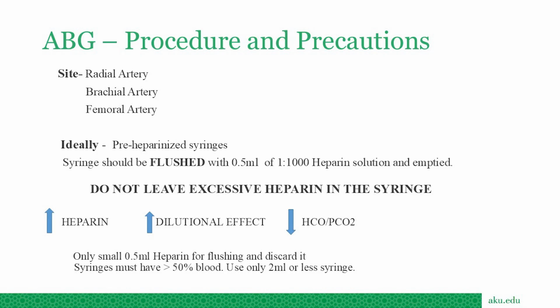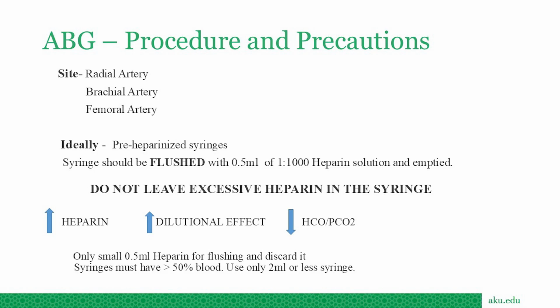The procedure is quite simple, but there are some precautions that we need to take. We know that the sites that we use to prick the patient for an arterial blood gas include the radial artery, brachial artery, and the femoral artery. Once the sample is taken, it should be collected in pre-heparinized syringes. Pre-heparinized would mean that some amount of heparinized solution is taken and the solution is coated on the walls of the syringe and then discarded.